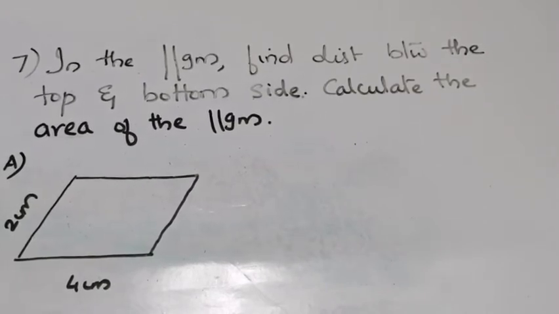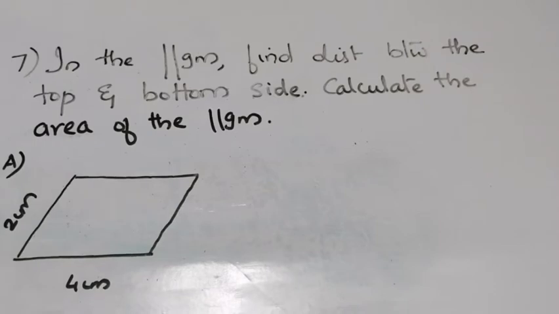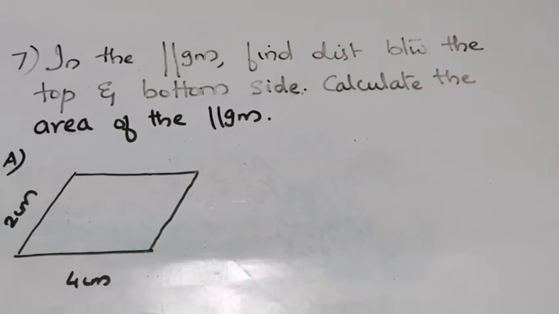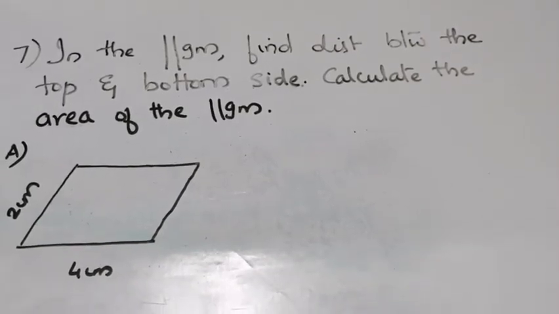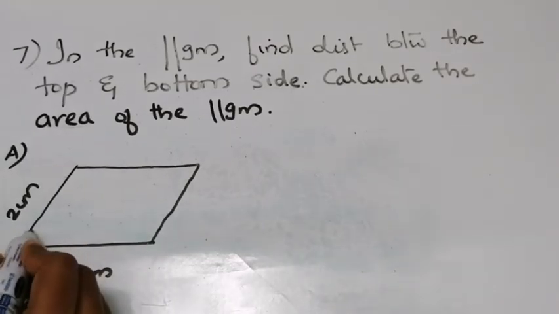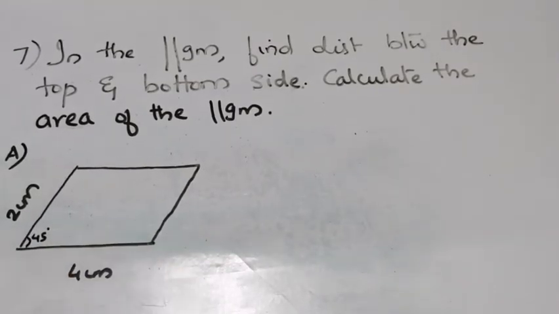So let us proceed. In the parallelogram, find the distance between the top and bottom side and calculate the area of the parallelogram. Here you can see a parallelogram with sides 4 centimeter and 2 centimeter. They are asking us to find the area of this parallelogram. For that, the angle is also given as 45 degree. It is already given here, 45 degree.